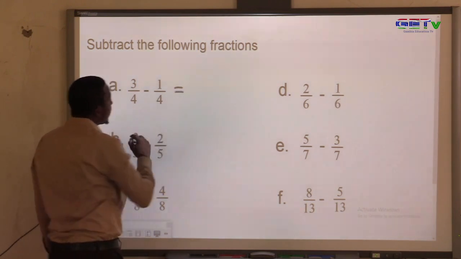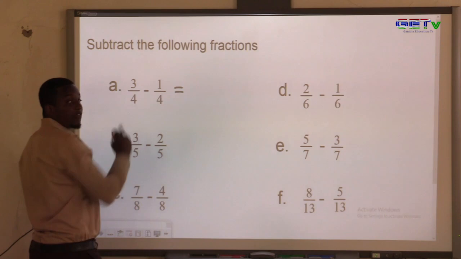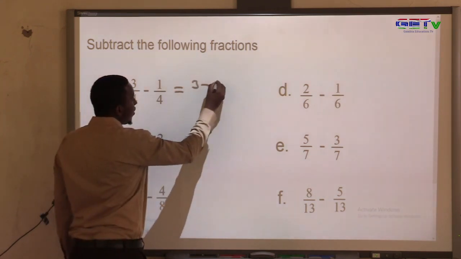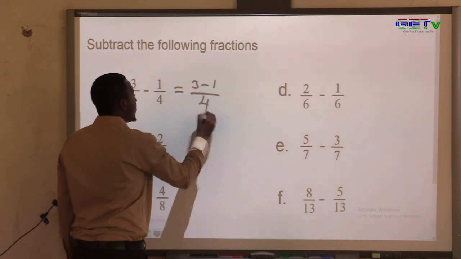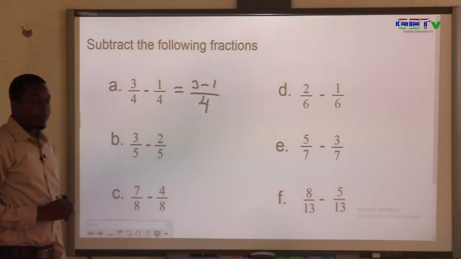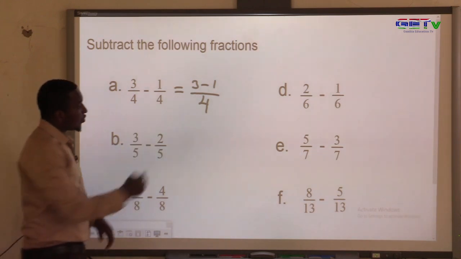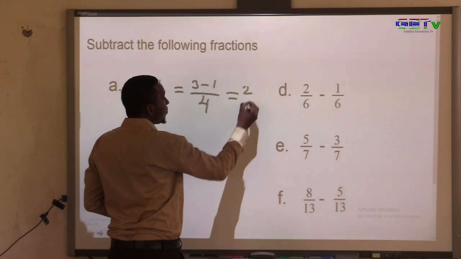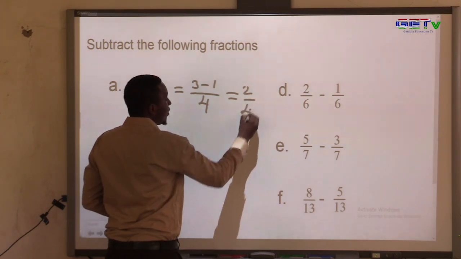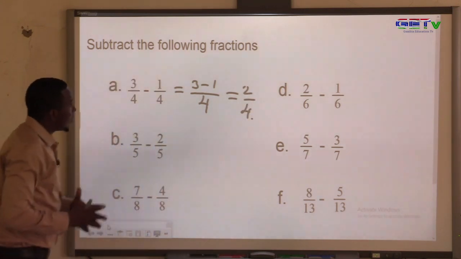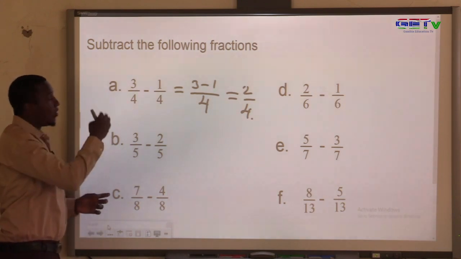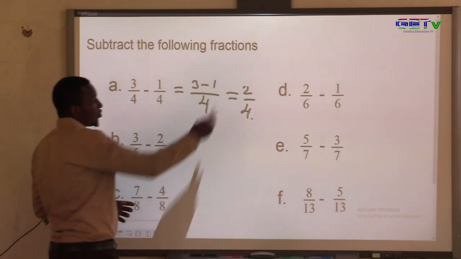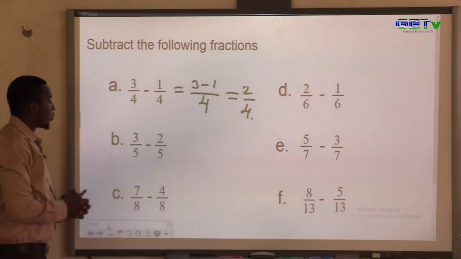This is going to give us, since we are taking the difference of the numerators, 3 minus 1 all over 4. And 3 minus 1 will simply give us 2 all over 4. So when we take the difference of 3 all over 4 minus 1 all over 4, the answer is going to give us 2 all over 4. That is for the first one.